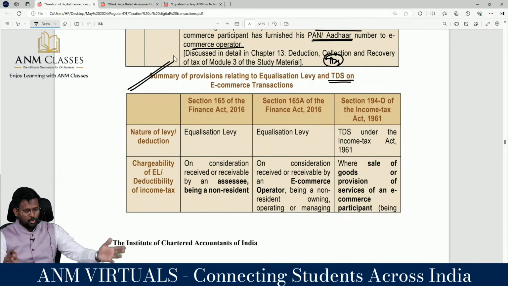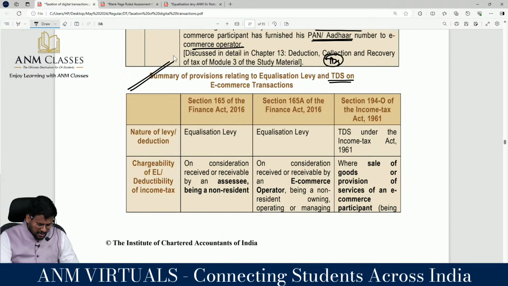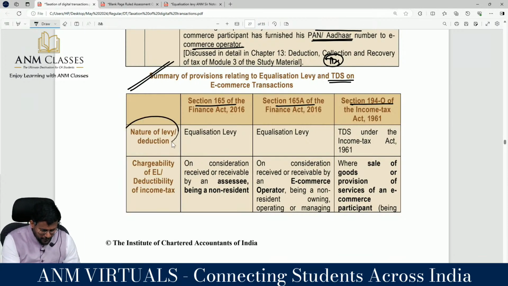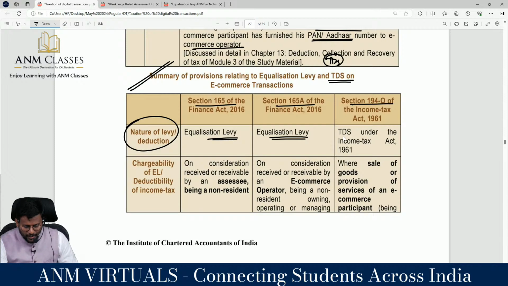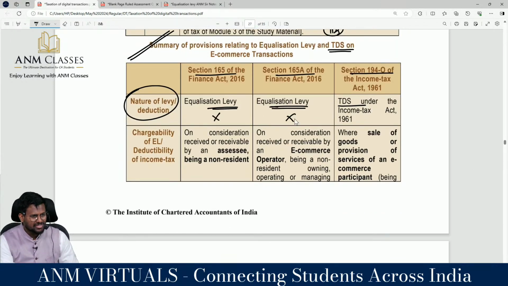For examination, we need only this table from here onwards. Okay, wow. Sir, nature of levy: Section 165, 165A, 194O. Wow, fantastic. Three sections we are going to compare. Nature of levy: 165 is an equalization levy, 165A is an equalization levy, whereas 194O is TDS. Because these two are not TDS, credit cannot be taken. This credit can be taken. That's the difference between these three sections.